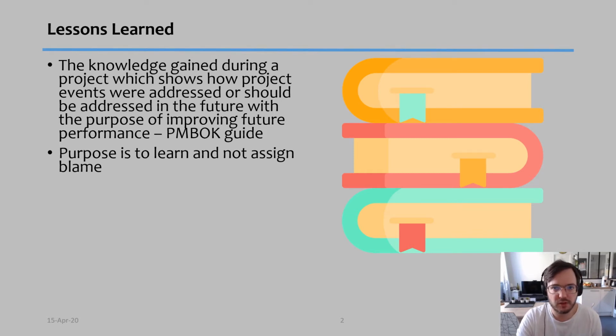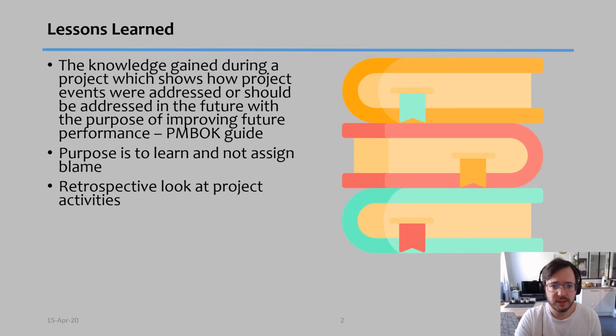Your objective here is not to say the project did not go well because of this person or that person, but rather is a documentation explaining what are the things that worked well and what advice you would give for future teams working on a similar project. So this is a retrospective look at the project activities.